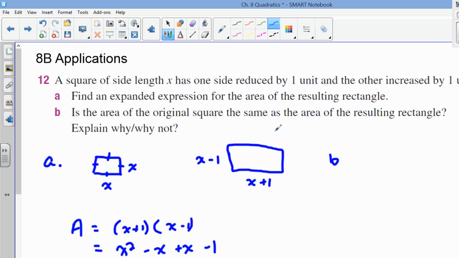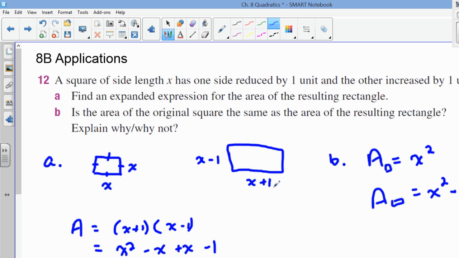Part B is asking you to decide, is the area of the original square the same as the resulting area for this rectangle? Explain why or why not. So let's look at the original square for a moment. The original square, the area would just be side by side, right? X by x, so x by x is x squared. So that's the original square's area. And then our resulting rectangle area wound up being x squared minus 1. So do these two shapes have the same area? No, they do not, because the area of the rectangle is actually reduced by 1 unit overall.